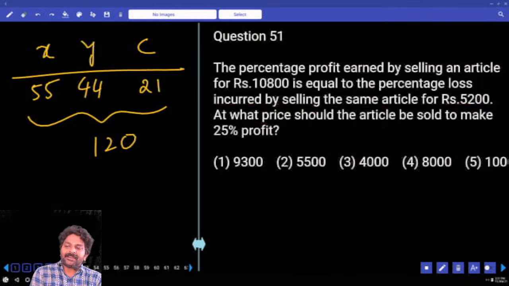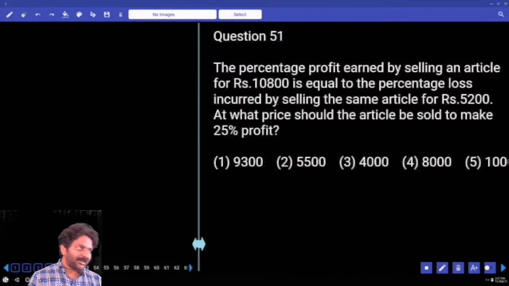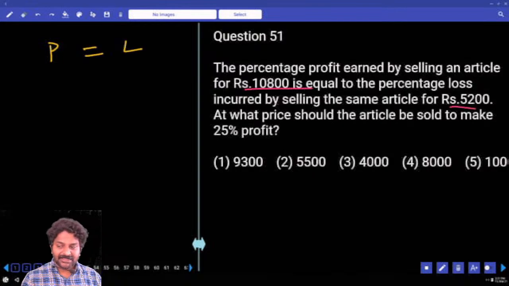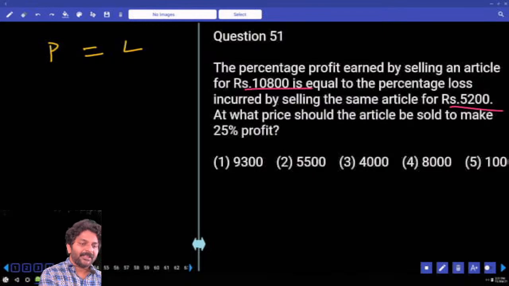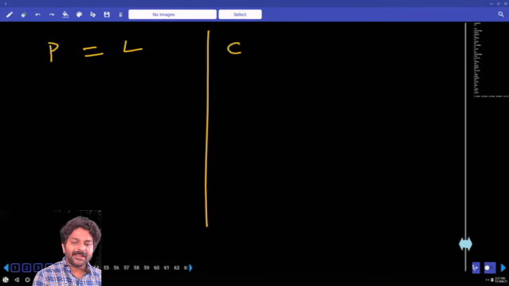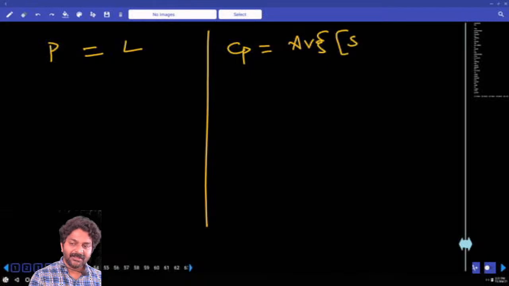The percentage of profit earned by selling an article for 10,800 is equal to the percentage of the loss incurred by selling the same article for 5,200. Right. So now, remember 2 conditions. Whenever they say the profit obtained by selling an article for some rate is the same as the loss obtained by selling the article for some other rate, if profit is equal to loss, remember, to calculate the cost price we need to go for the average of selling price 1 and selling price 2.